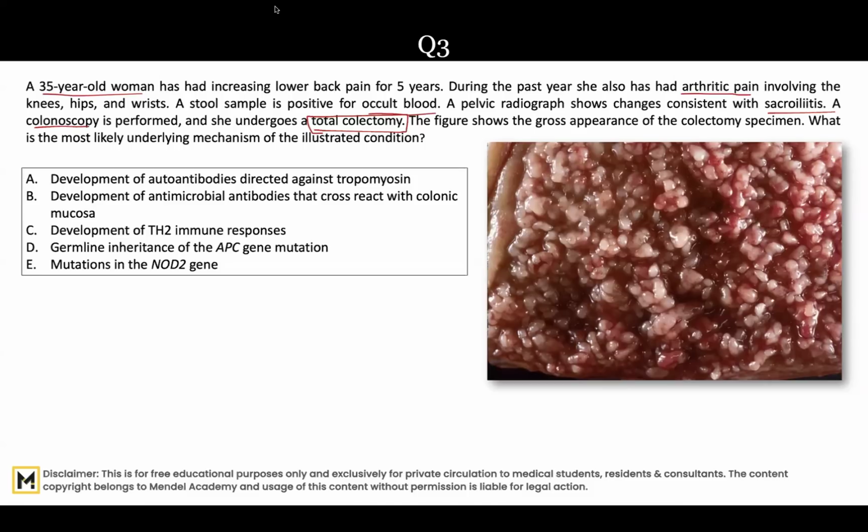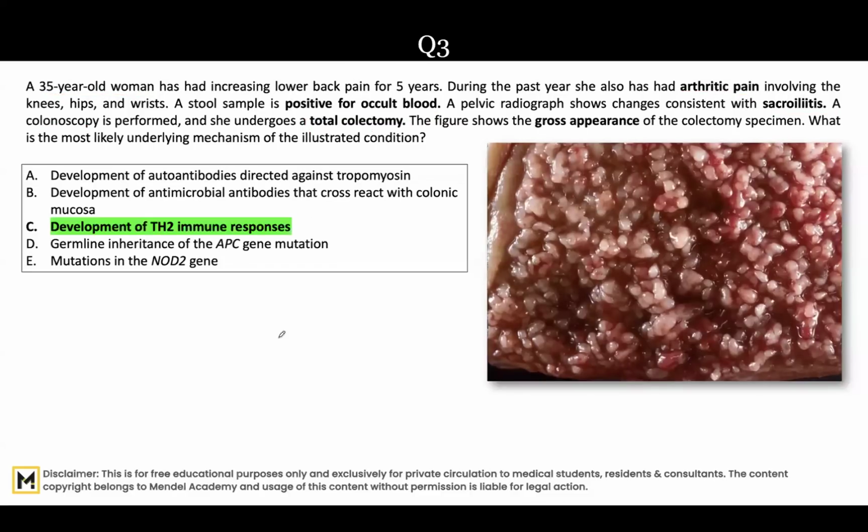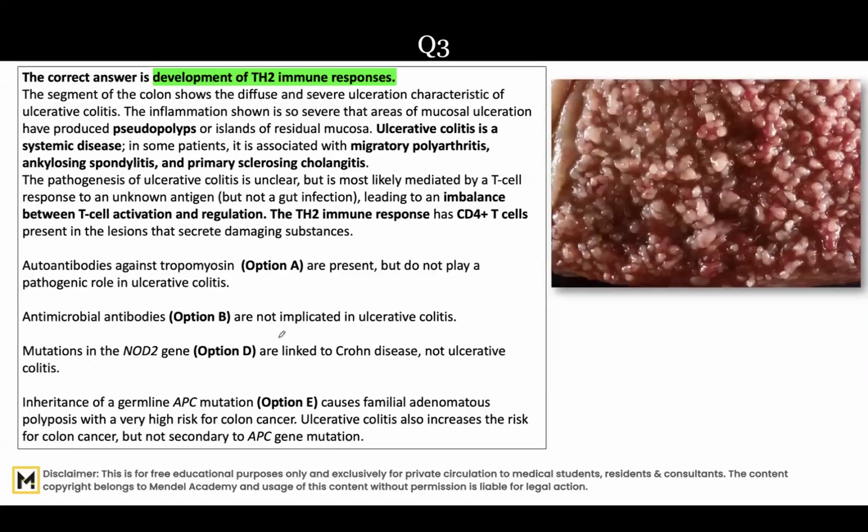So again, I'm not going to wait for the answer. I'm seeing excellent responses from everybody. All of them are correct. Yes, all these answers are correct. So the correct answer is the development of Th2 immune responses. We have seen that this is true for ulcerative colitis. So this is a case of ulcerative colitis where you see Th2 immune responses.